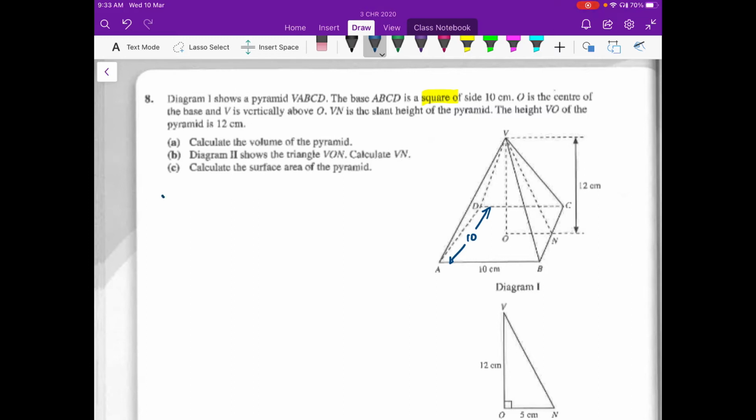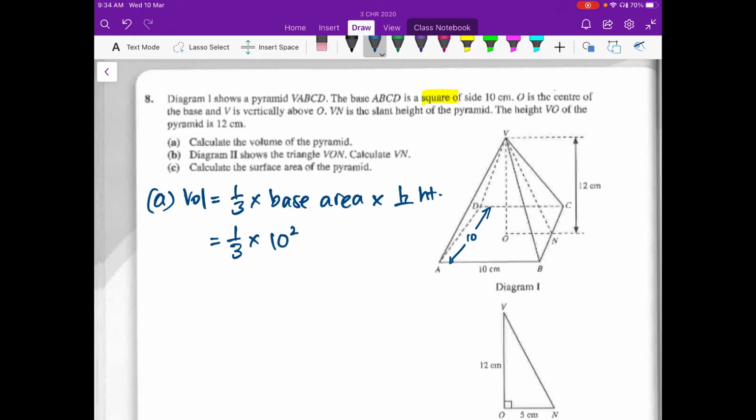I'll give you the formula for volume. 1/3 base area, which is a square, times the perpendicular height. That is for part A. Do the substitution yourself. Square, because it's the shape of a square. So 10 times 10, which is 100. Then next one. What is the perpendicular height over here? 12, correct. Good. So we have 400 cubic centimeters. That is the volume.